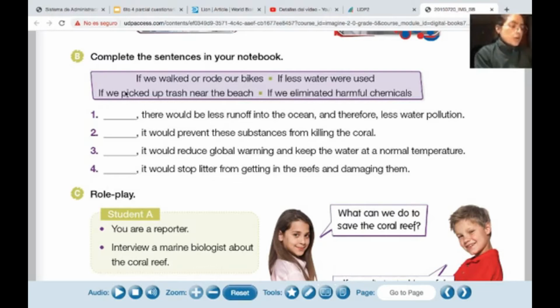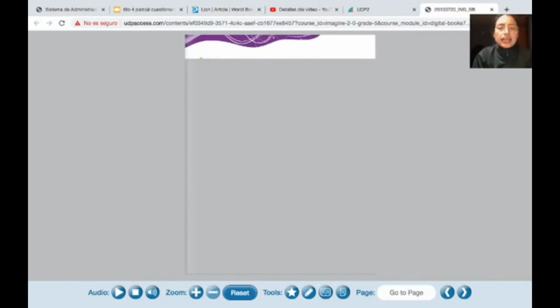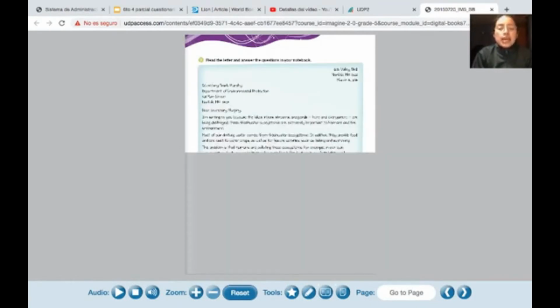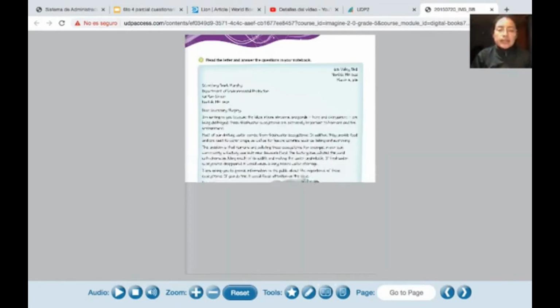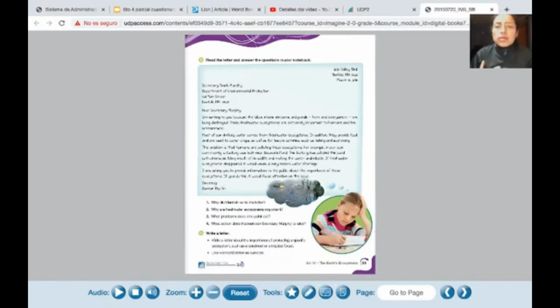Open your color book on page number 63. Excellent. On this page, we have a letter. When do you use a letter? For example, you can use a letter when you want to write a message or when you want to communicate with other people who are far from you.